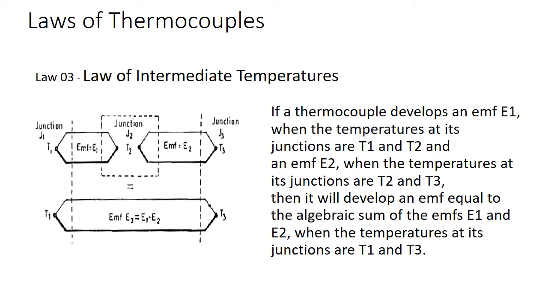So this law of intermediate temperatures states that if a thermocouple develops an EMF E1 when its junction temperatures are at T1 and T2, and we have another thermocouple with junction temperatures T2 and T3, and we construct a new thermocouple with junction temperatures T1 and T3, its EMF will be the sum of E1 and E2.